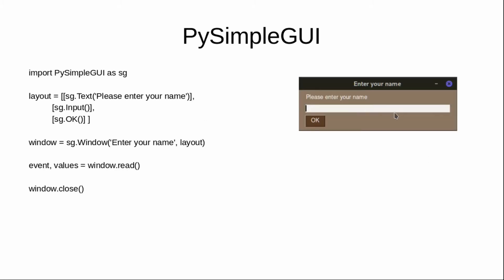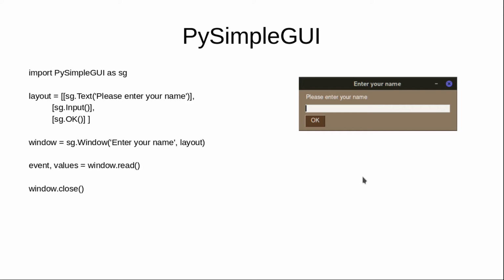The code on the screen will create a window containing a text label, an input, and an OK button. It will create this window and then wait for an event to happen. We will use the read method that will return an event and a value. An event is, for example, clicking the OK button or clicking the exit button. And the value is, for example, the value inside the input box.